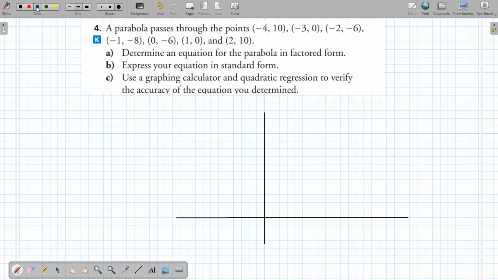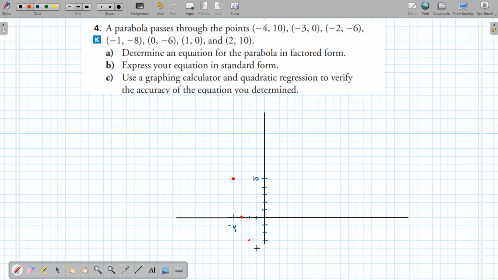So -4 and 10. I'm gonna go up by 2 units. 1, 2, 3, 4, 5. So that's 10. -4. 1, 2, 3, 4 is -4. That's our first data point. The next one is -3 and 0, which means it's down here. The next one is -2, -6. So -2, -4, -6, and -2. That's our third point. How many do we have? 6 points. The next one is -1 and -8.